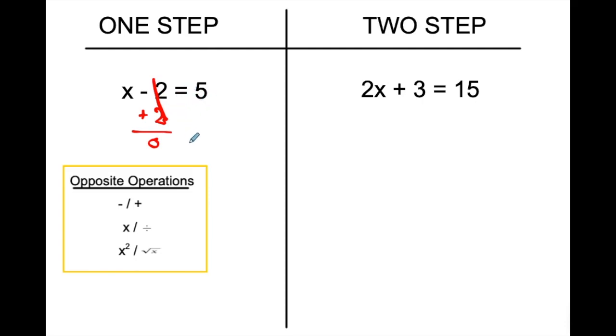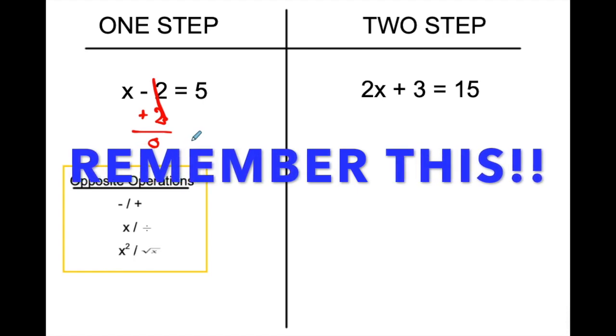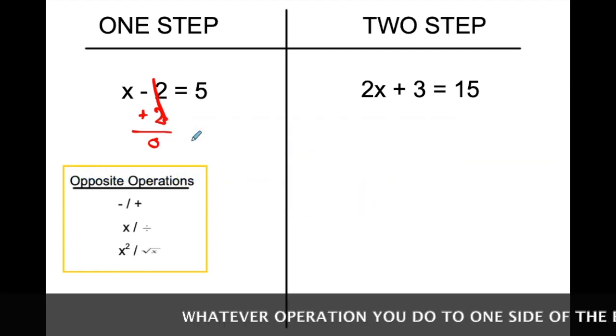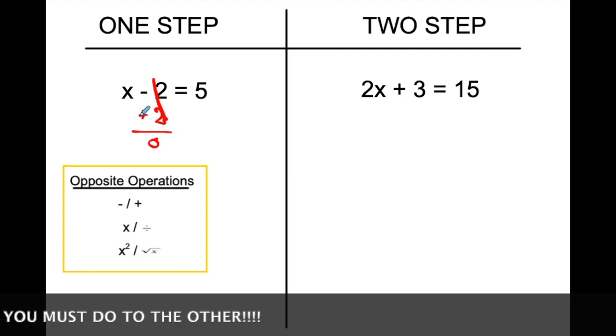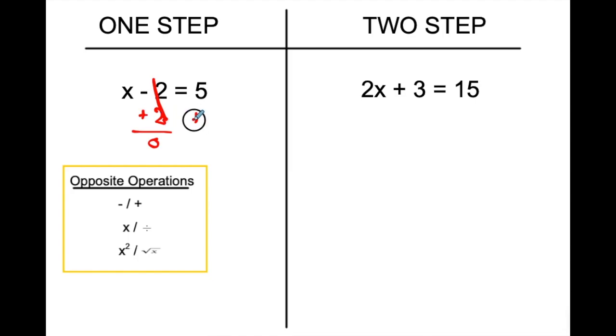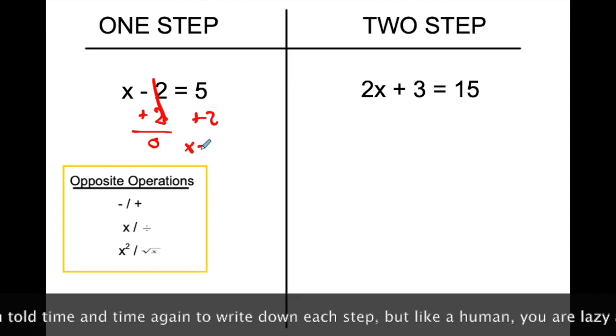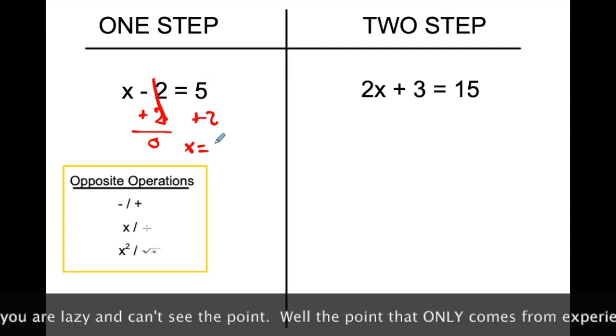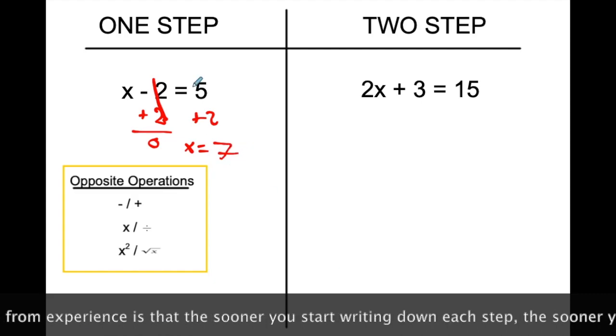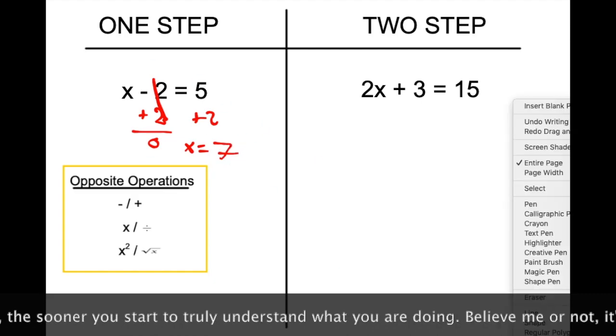But you see, now remember this. Whatever you do to one side of the equal sign, you must do to the other. So if I'm going to add 2 over here, I've got to add 2 over to this side. And here's another huge thing to do every single time: rewrite the equation after each step. So in this case, x equals 5 plus 2 is 7. So this is one step, and we're done.